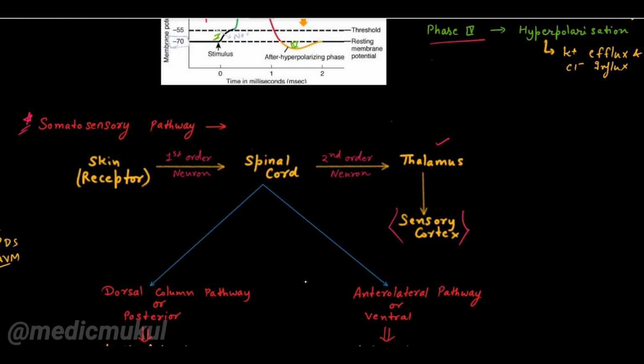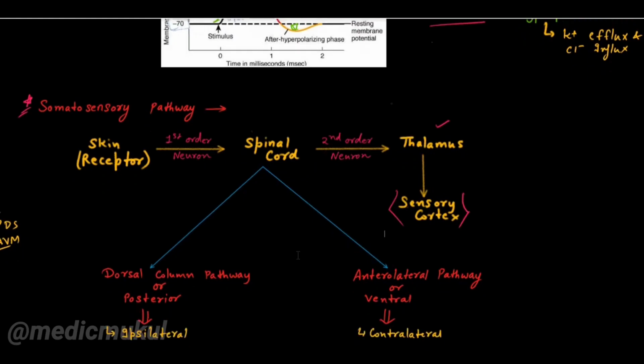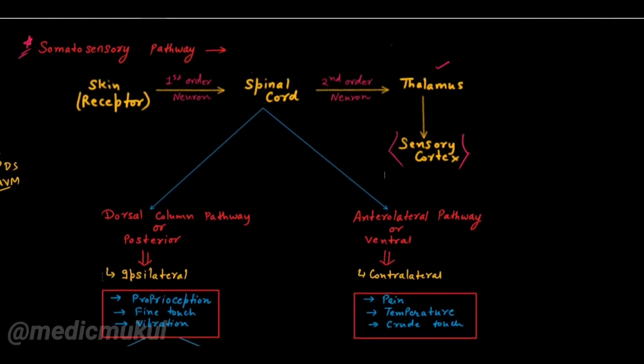And from the thalamus they go to the sensory cortex. If we talk about the spinal cord, it has two types of pathway: the dorsal column pathway, or we call it posterior, and the anterolateral pathway, both arising as second order neurons. The dorsal column pathway is ipsilateral, meaning on the same side, and the anterolateral pathway is contralateral, meaning it crosses through the spinal cord.